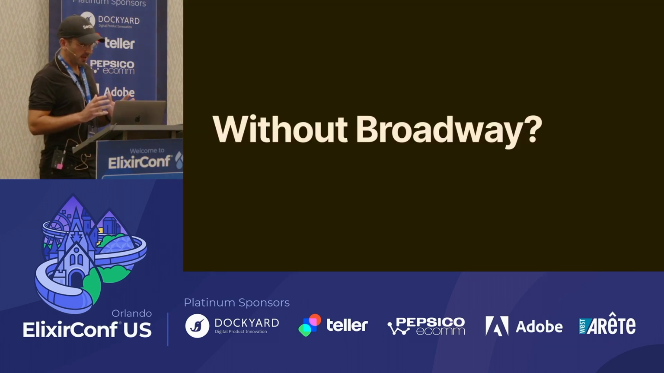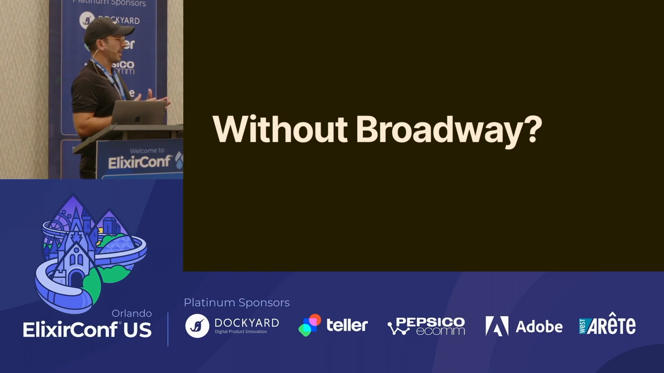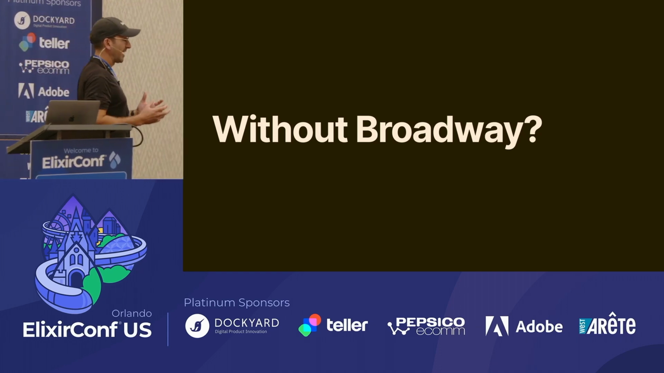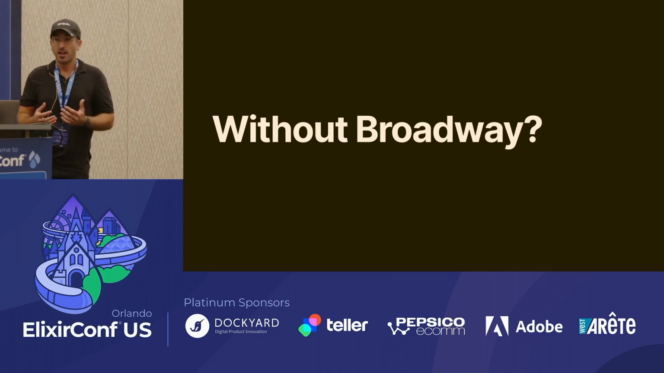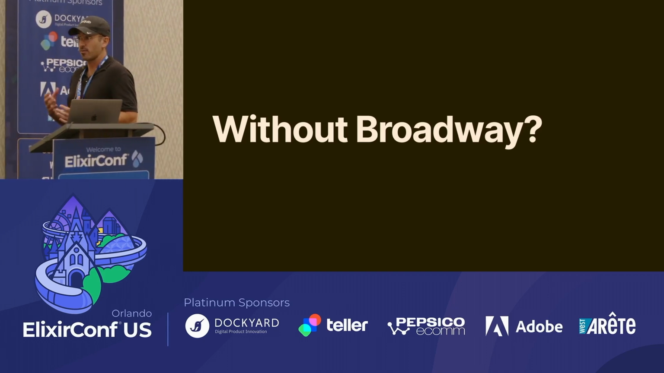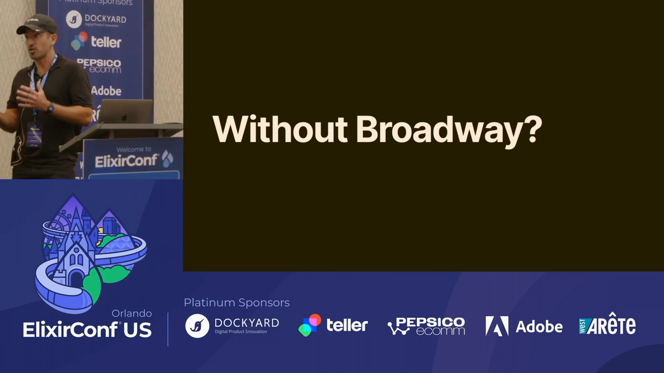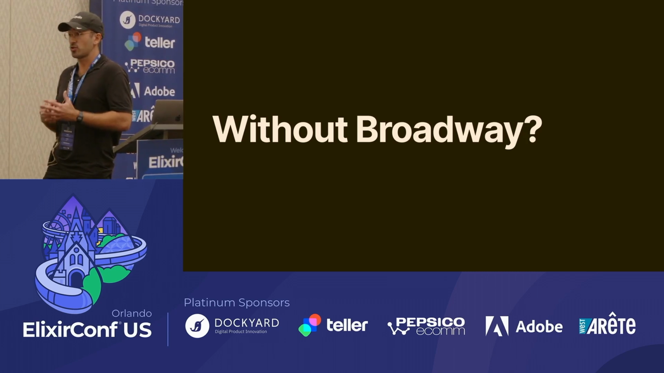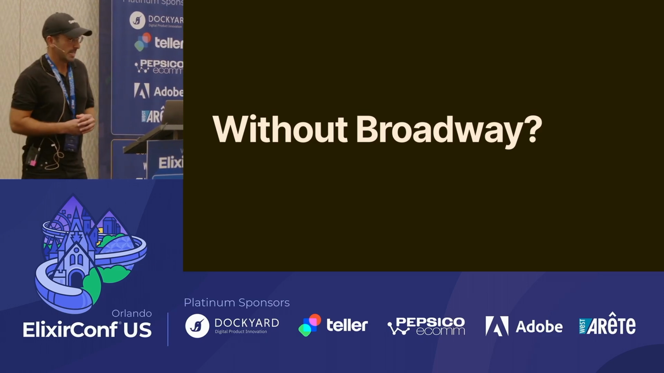The last thing I want to mention: take a step back and consider what all this would have looked like without Broadway. At the end of the day, Broadway is not a very big library, and this is very common with Elixir libraries. A lot of them are actually pretty thin, because you can build relatively robust abstractions with the big building blocks of OTP pretty easily.